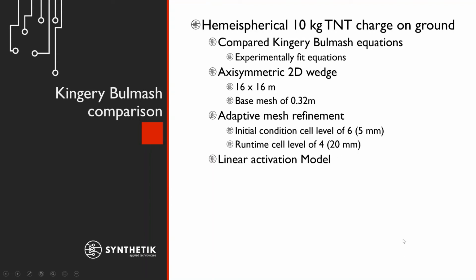And then we're going to be using adaptive mesh. So the initial conditions, so the level set in setFields is going to be 5 millimeters or level 6. And then while we're running, our maximum refinement is going to be of level 4, about 20 millimeters. And then this is going to be using the linear activation model.